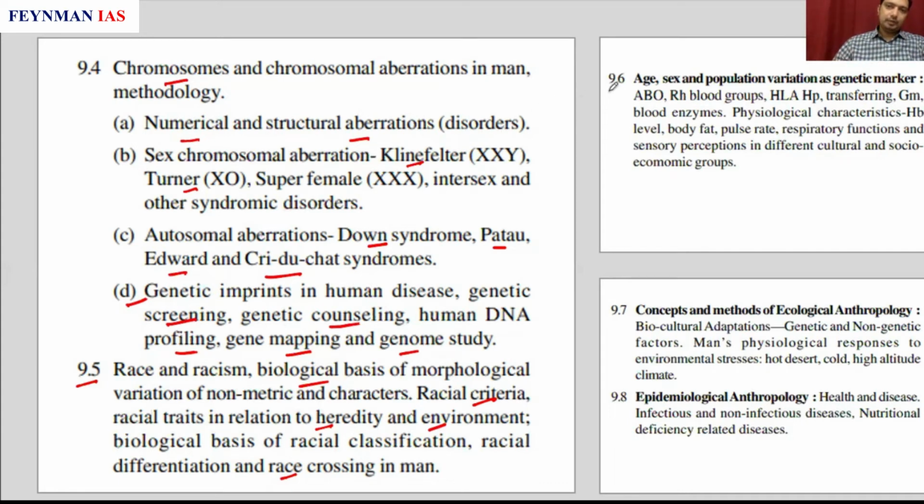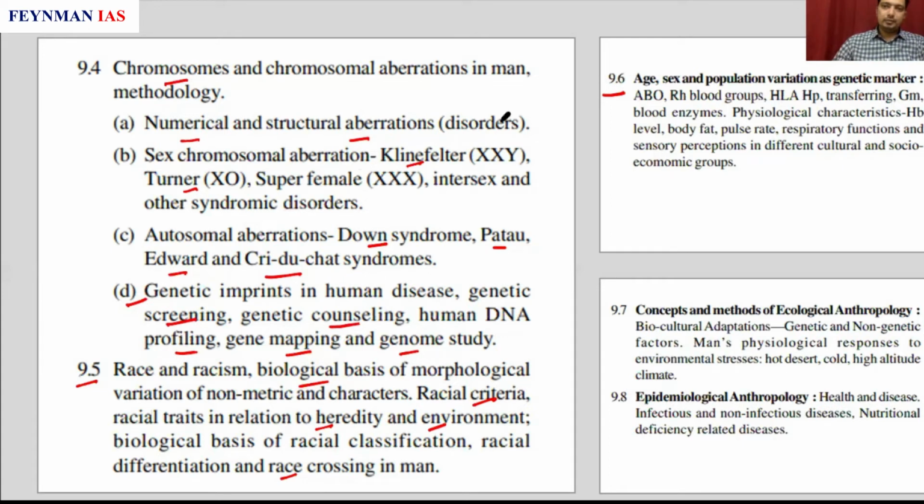Then we'll come to 9.6. 9.6 is, in a way, connected to polymorphism. Here we talk about what are called markers, genetic markers. Those molecules can be used in understanding or classifying people. Here the idea is not to classify humans, but to use those variations for understanding diseases or for certain applications that I'm going to mention to you.